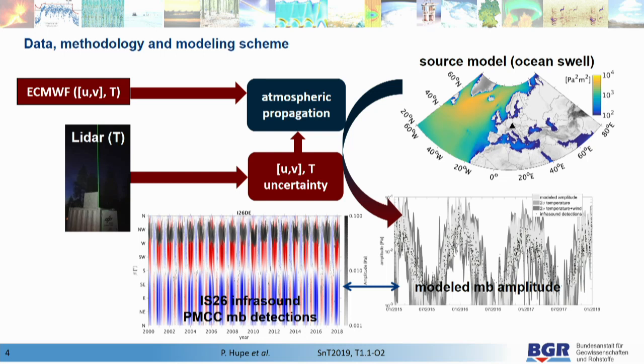So this is the basic modeling principle. We have a source model for the microbaroms. Then we incorporate atmospheric propagation using temperature and winds from the weather model, but also from the LiDAR measurements to introduce the uncertainty range. And then we are able to model the microbarom amplitude, which we compare with the actual infrasound detections at IS-26 in this case.